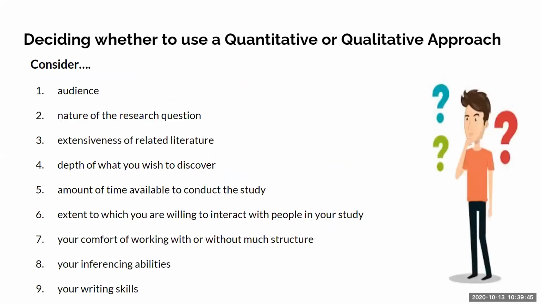In deciding whether to use a quantitative or qualitative approach, you should consider the audience, the nature of the research question, extensiveness of related literature, depth of what you wish to discover, amount of time available to conduct the study, extent to which you are willing to interact with people in your study, your comfort of working with or without much structure, your inferencing abilities, and lastly, your writing skills.